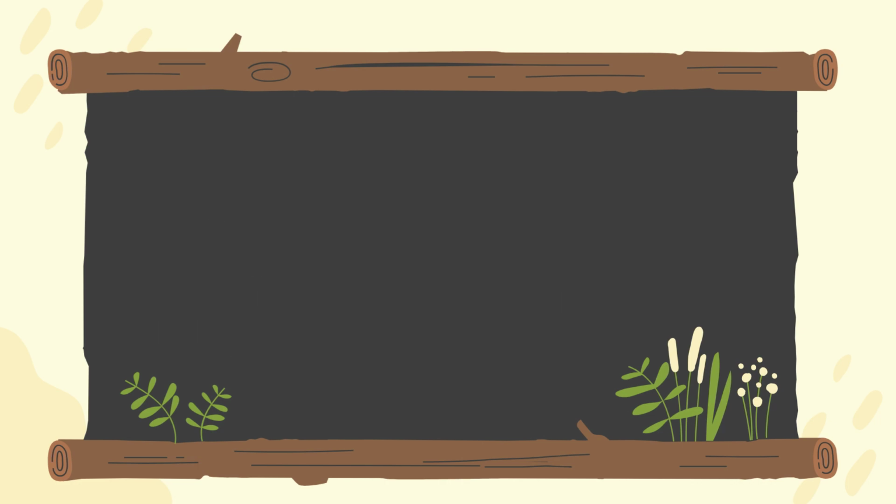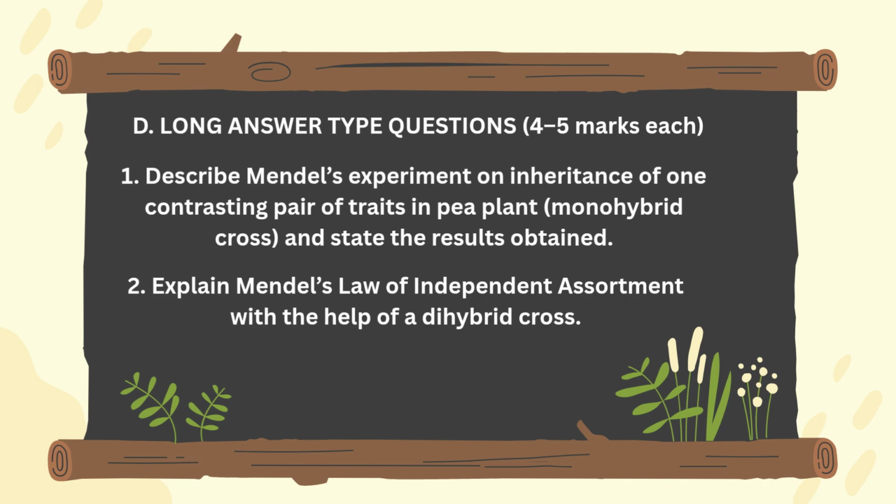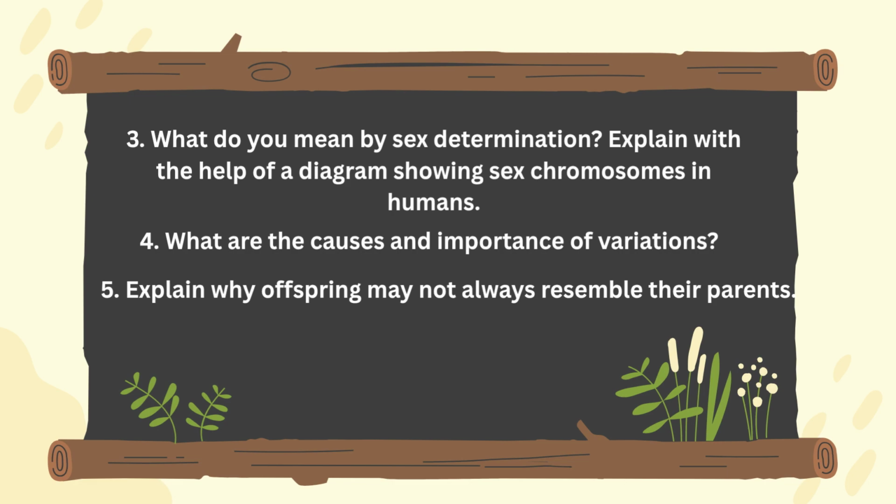Now some long answer type questions, 4 to 5 marks each. The first question is describe Mendel's experiment on inheritance of one contrasting pair of traits in pea plant, monohybrid cross, and state the results obtained. Second question is explain Mendel's law of independent assortment with the help of a dihybrid cross. Third one is what do you mean by sex determination? Explain with the help of a diagram showing sex chromosomes in humans.